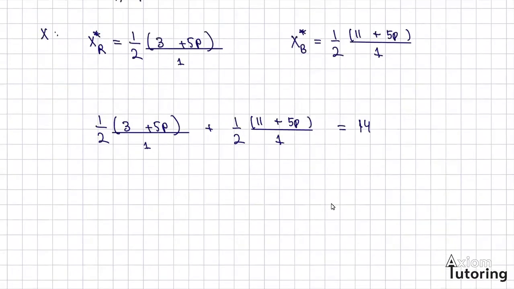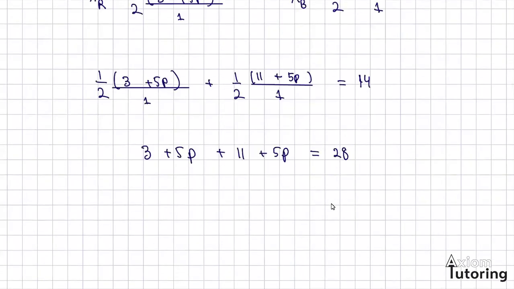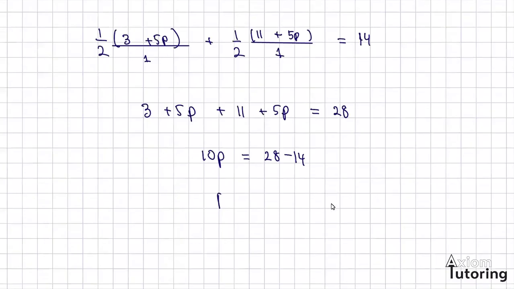Multiplied by 2, I have 3 plus 5P plus 11 plus 5P is equal to 28. I have 10P is equal to 28 minus 14. I have P is equal to 14 over 10, or 7 over 5, exactly as we predicted, right? And this would be a nice way to check our work. We don't have to do it this way. But there we have it.